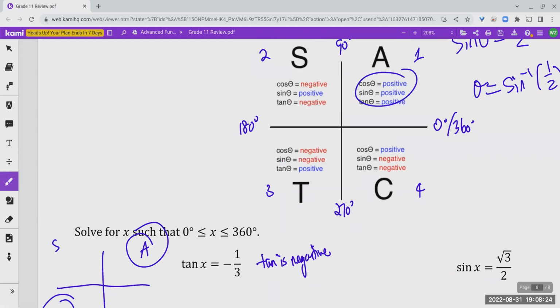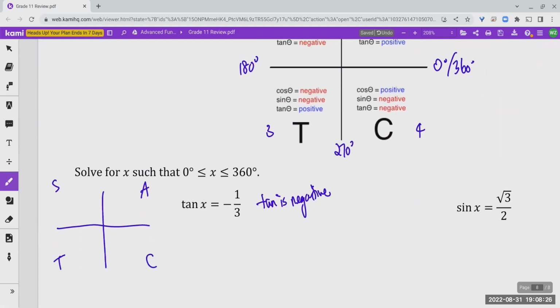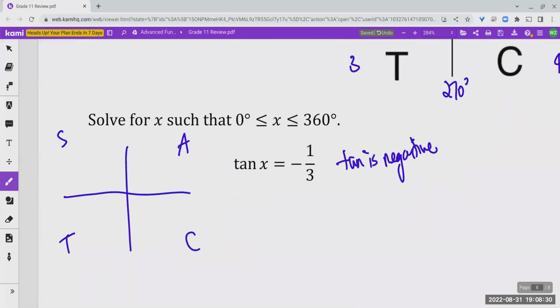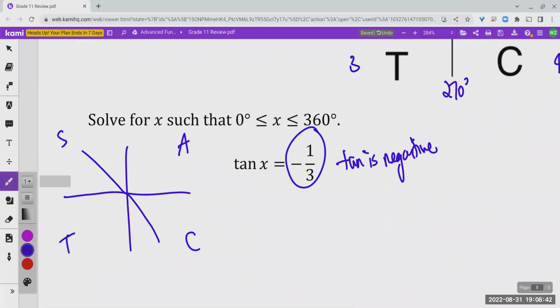Tangent is positive in the first and third quadrants. But our tangent is negative, so you can't pick those two quadrants, which means negative in these two quadrants. You see the logic here? Find the two quadrants where you have a negative tan, because this guy, negative 1/3, is negative. Okay.